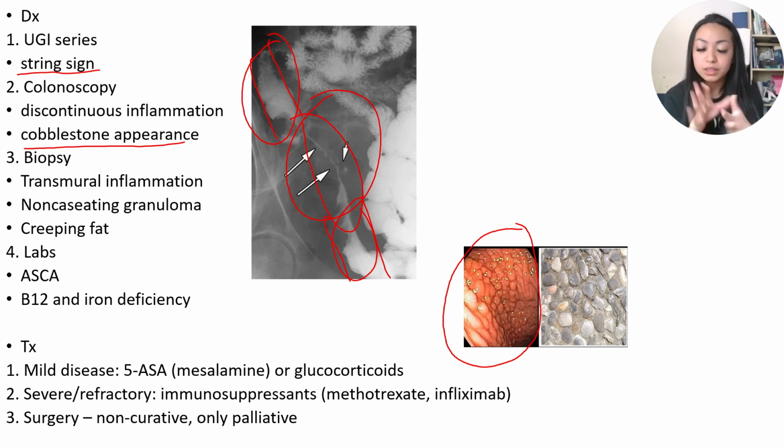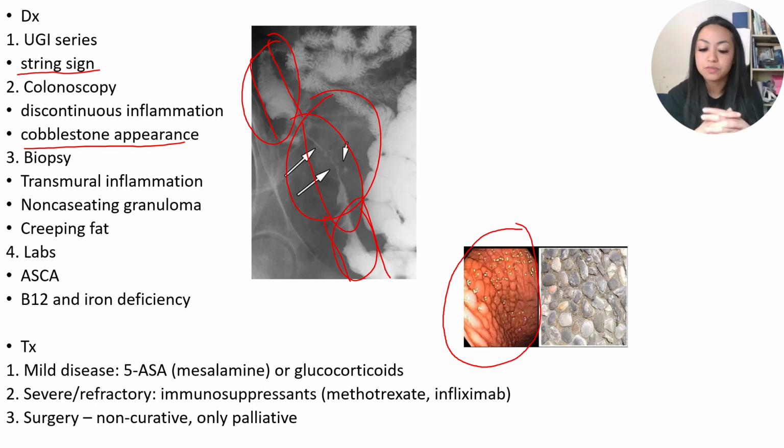Okay, next thing you can do is a colonoscopy. On colonoscopy, what you're going to see is alternating inflamed areas and normal areas of the bowel. So inflamed area, normal area of the bowel, inflamed area of the bowel. Okay, and you're going to see the cobblestone appearance. In the areas where there's inflammation due to Crohn's disease, you're going to see this cobblestone appearance.